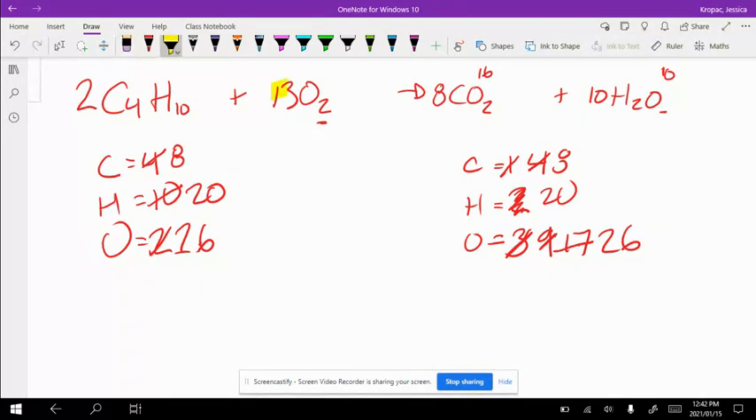Notice you have a really ugly number in front of your oxygen. That is pretty standard for combustion reactions. So if you ever get stuck in a combustion reaction and you're not sure what to do, try doubling this number in front here. That normally works.